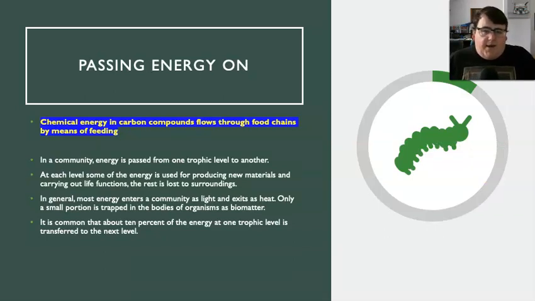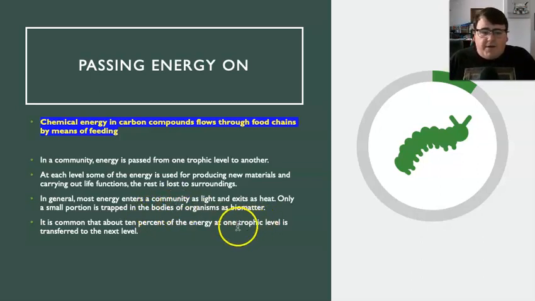As we talked about last week, in each community, energy is passed on from one trophic level to another, with some loss at each level. At each level, some of that energy will be used for producing new materials and carrying out our functions, and the rest is lost, for example, as heat energy. In general, most energy is going to enter an ecosystem or a community as light, and it's going to exit that community or ecosystem as heat.